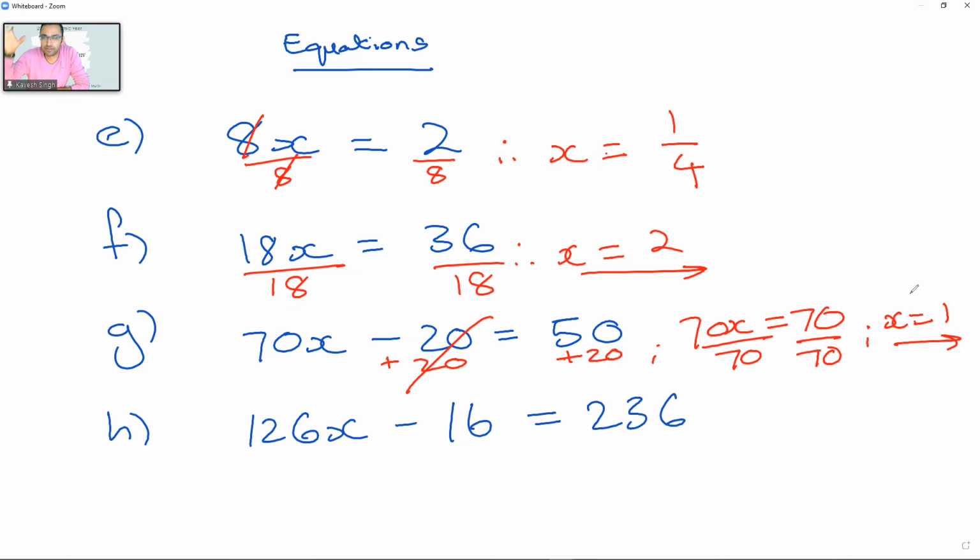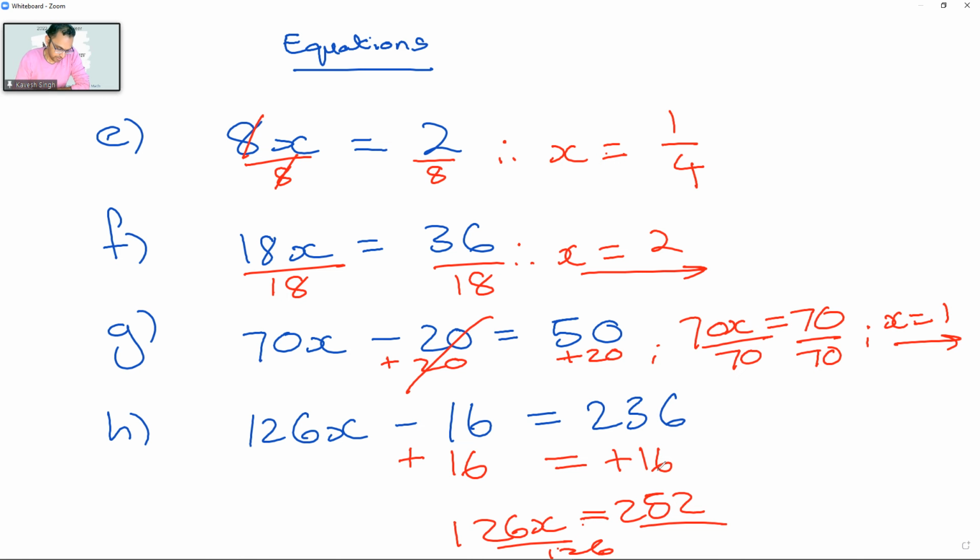We normally write the answer vertically downwards. I'm writing it sideways, right? So plus 16 equals plus 16. And you get 252 equals 126x. And you divide both sides by 126. Like that. And that gets you 2. And those are the first few questions over there.